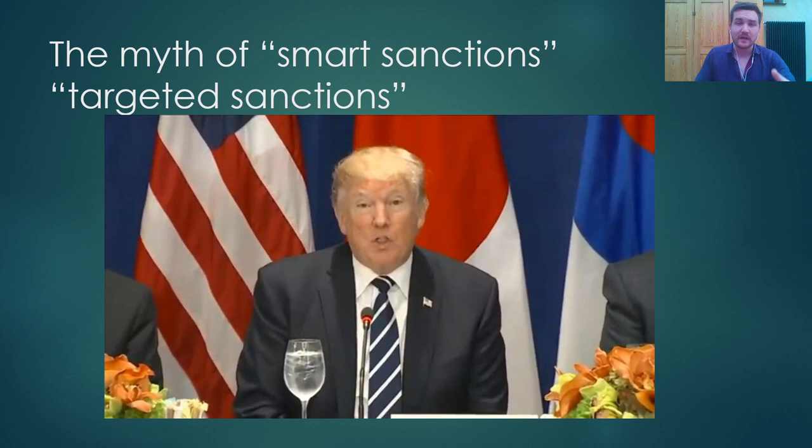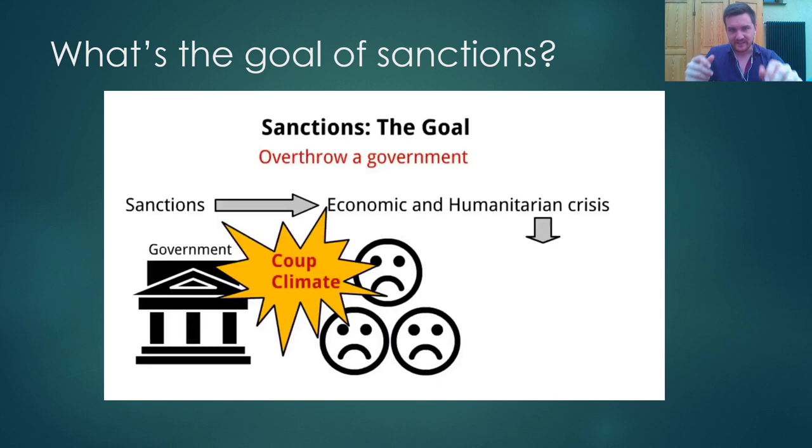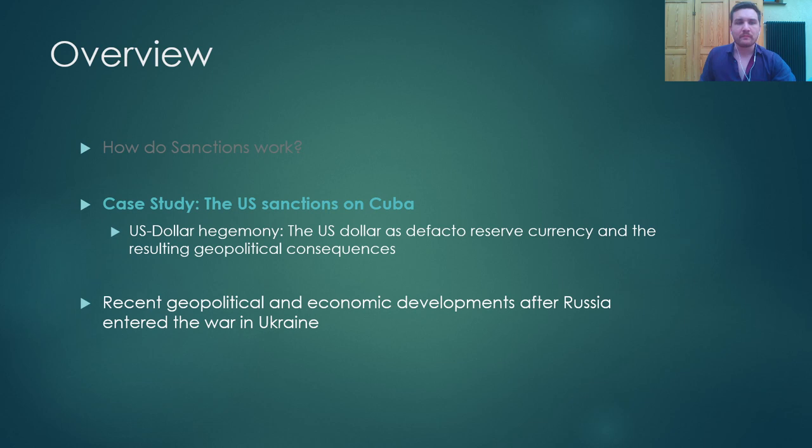And so what's the goal of these sanctions by the West? It's basically to worsen an economic or humanitarian crisis so that the populace gets unhappy with the situation they find themselves in. And this is what the CIA calls a regime change climate, where they can overthrow the government and install a more Western-aligned government. This is the stated goal of sanctions. And now that I've made this claim, I want to lead up to it by explaining the United States sanctions against Cuba.